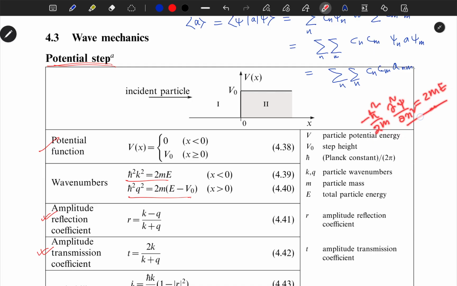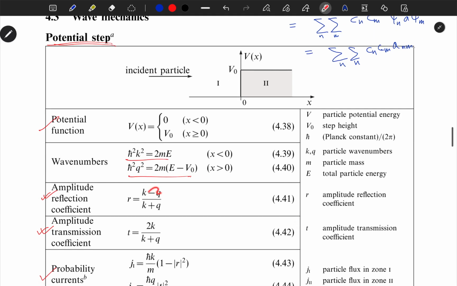So we have this equation: del 2 psi del x2 plus 2mE by h cut square psi equal to 0. This is k square, so k square equal to 2mE by h cut square, so h cut square k square equal to 2mE. Similarly, q square equal to 2m(E minus V0) by h cut square. The amplitude of reflection will be (k minus q) over (k plus q), so it is less than 1. The amplitude of the transmission coefficient is 2k by (k plus q).